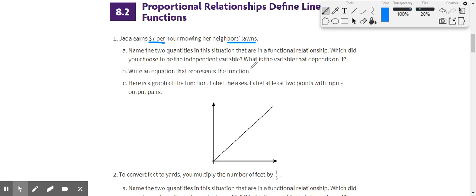So if we want to write an equation to represent that, we think about inputs and outputs and x values and y values. So the input for this function would be how many lawns she mows. So that is going to be our variable, and it's $7 per lawn. So we have $7 per lawn. I'll make that capital so you can see 7 times the number of lawns is going to tell us how many dollars she makes.